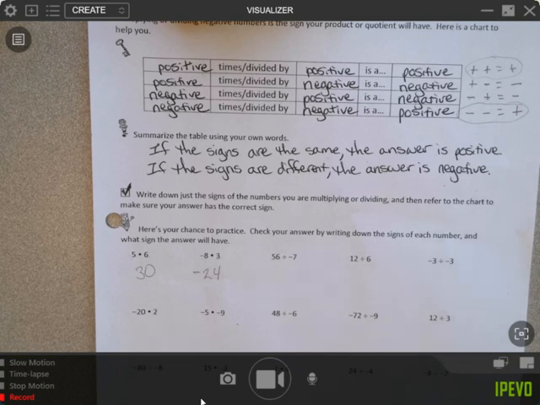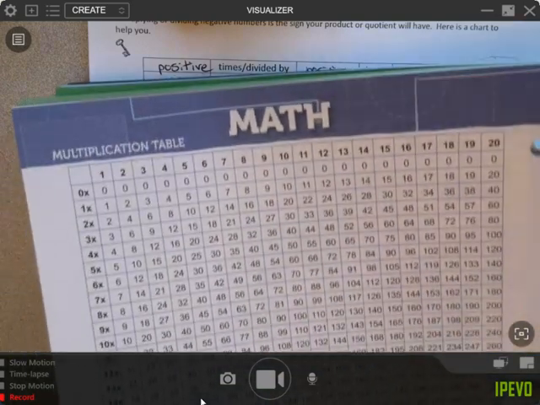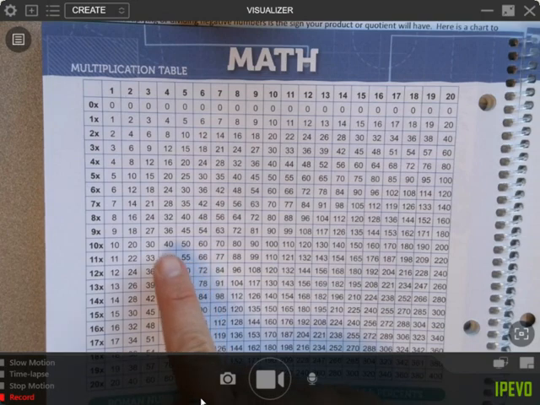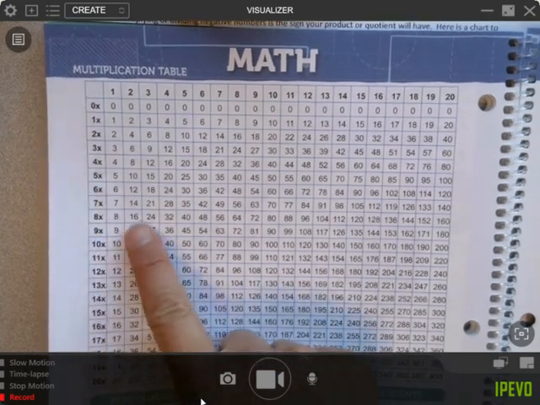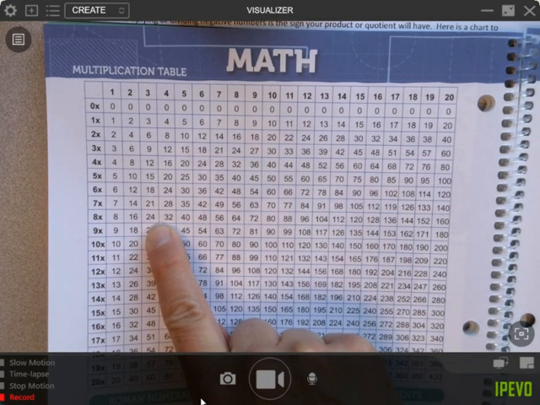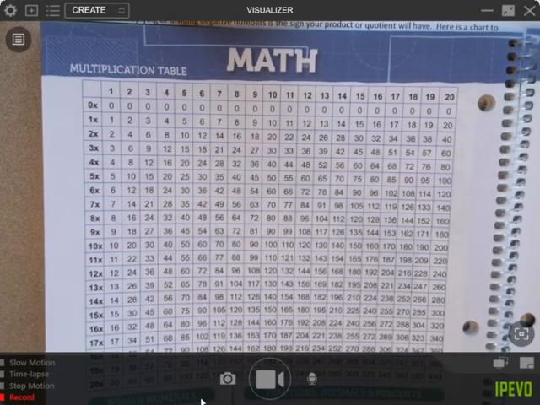If you're not sure of your multiplication tables, if we look in our assignment notebook, do you guys know what page it is? In the very back, page 124, you've got your multiplication table. So if we had 8 times 3 we can see that the answer is 24. So you can use your multiplication table. We are not using calculators on this, just the multiplication table or the math facts that you know.